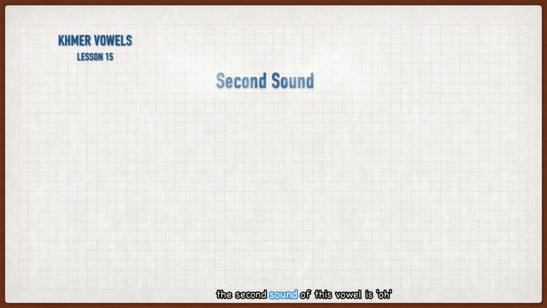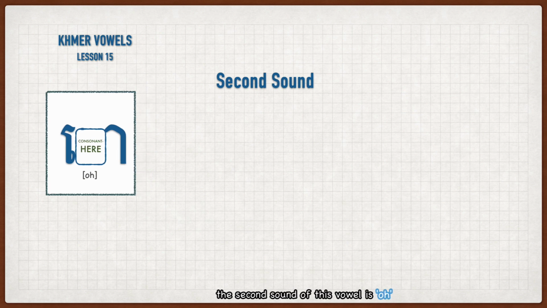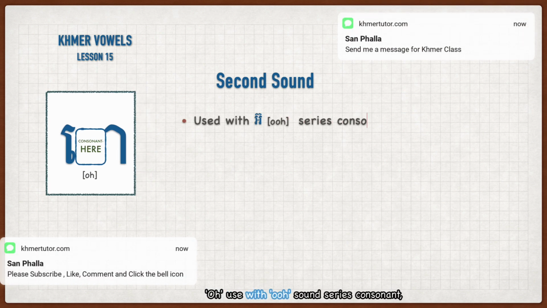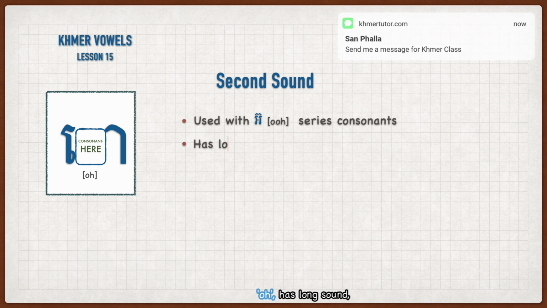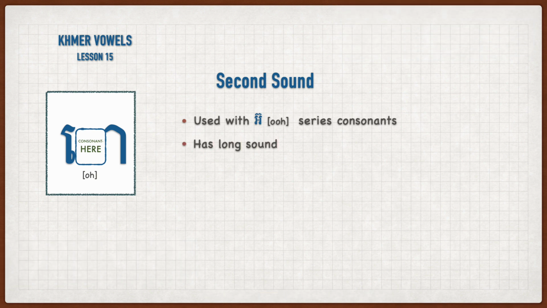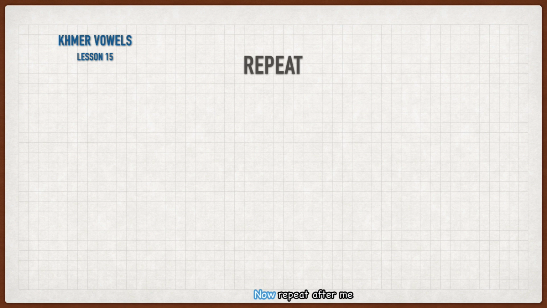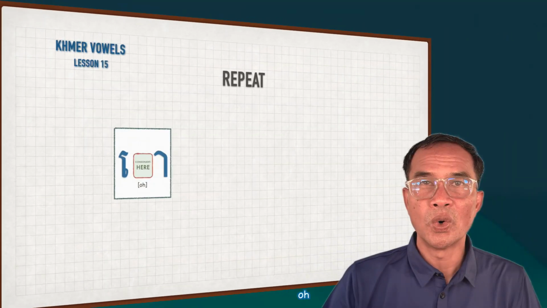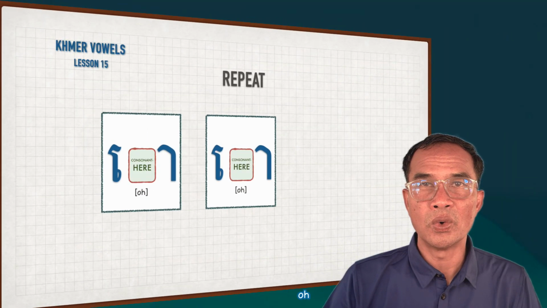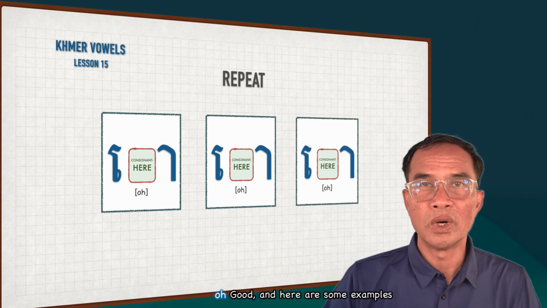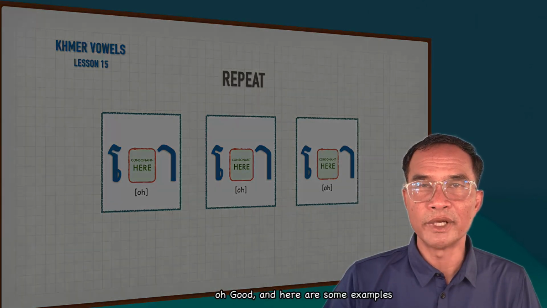The second sound of this vowel is O. O is used with all sound series consonants. O has a long sound. Keep your mouth still in an O shape while you pronounce this vowel. You feel vibration inside your mouth. Now repeat after me. O, O, O. Good. And here are some examples.